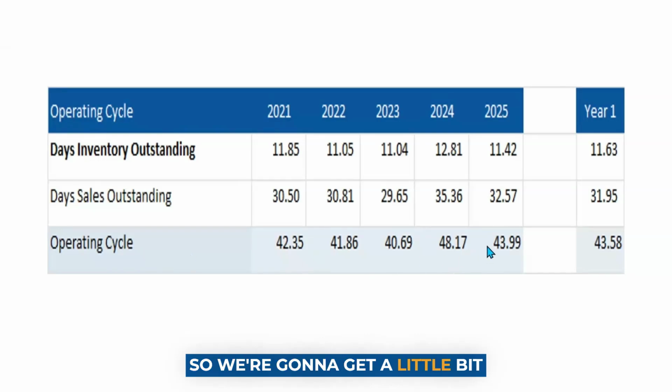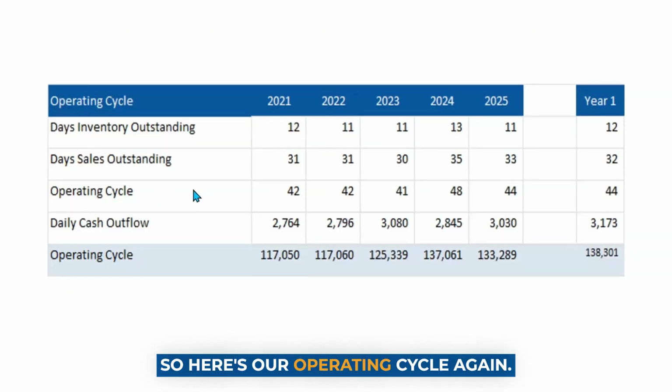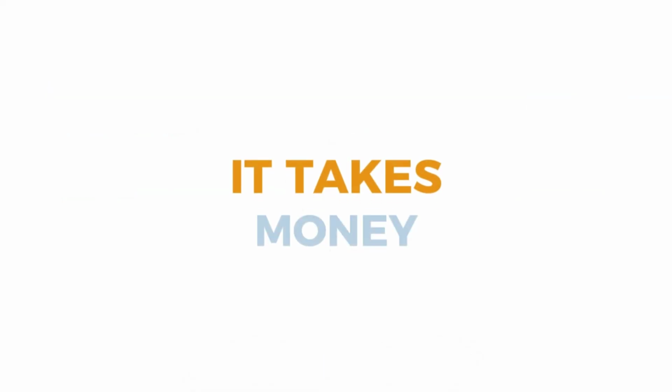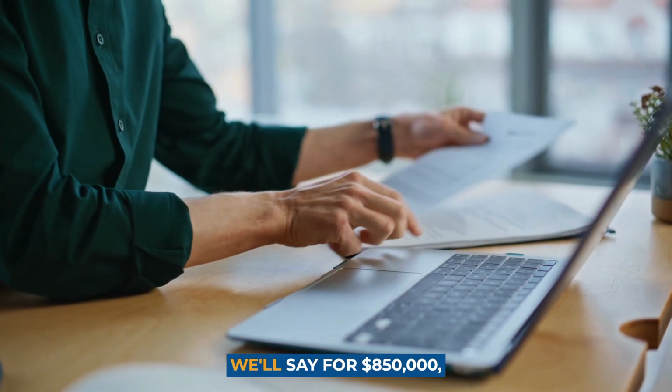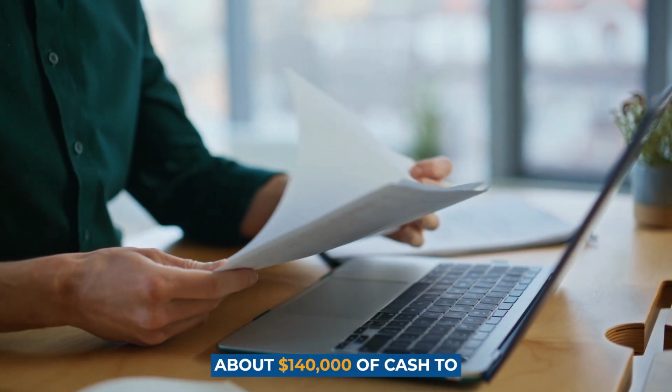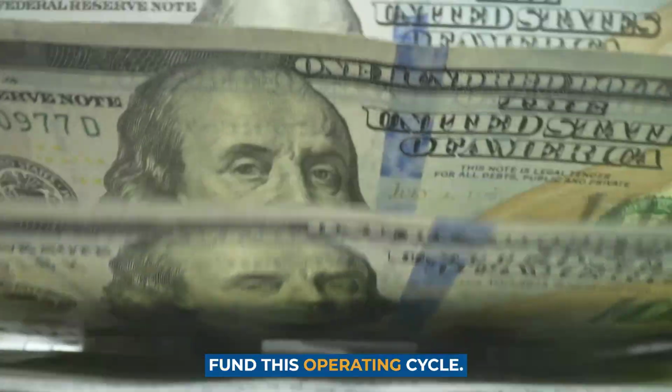So we're going to get a little bit of help in this operating cycle from our accounts payable. And now let's look at that. So here's our operating cycle. Again, this is fleshed out a little bit more. It says that I have to have about $117,000 to maybe $140,000 of cash on hand to fund my operating cycle. And this is a business that's selling for probably around $850,000 as I recall. So it takes money to make money. A buyer's going to buy a business, we'll say, for $850,000, and they're going to need about $140,000 of cash to fund this operating cycle.